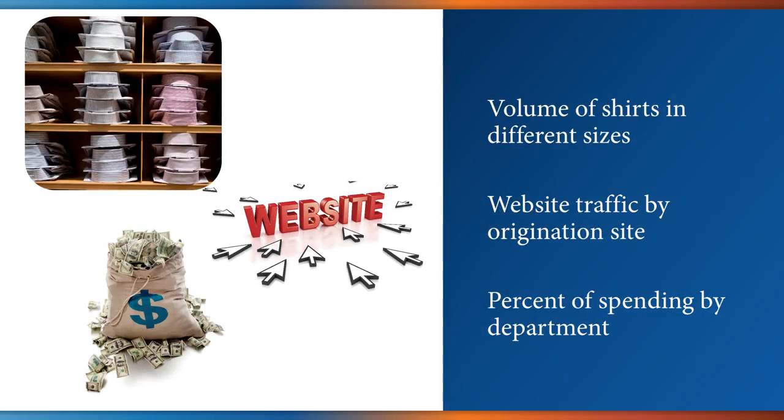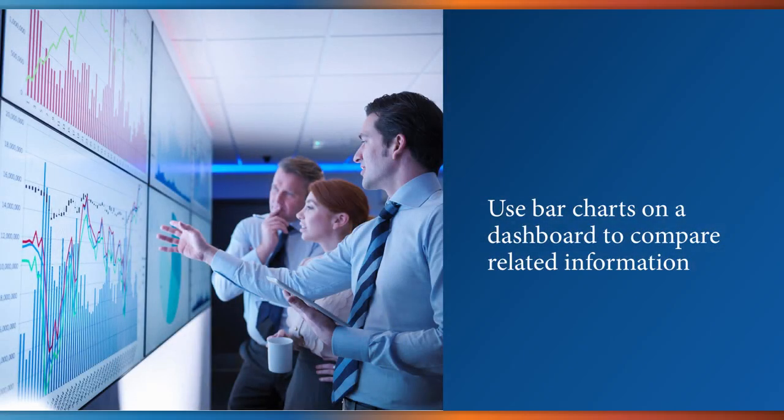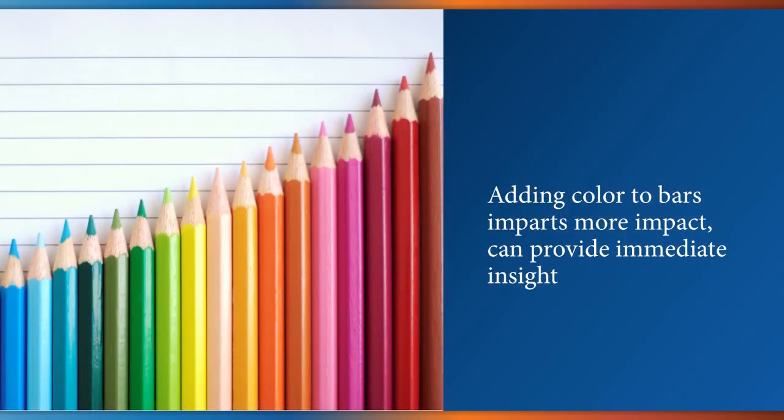Here are guidelines for when to use bar charts. When comparing data across categories, for example, when you are looking to show volume of shirts in different sizes, website traffic by origination site, or percent of spending by department. Include multiple bar charts on a dashboard. This helps the viewer quickly compare related information instead of flipping through a bunch of spreadsheets or slides to answer a question. When adding color to bars imparts more impact. Showing revenue performance with bars is informative, but overlaying color to reveal profitability provides immediate insight.